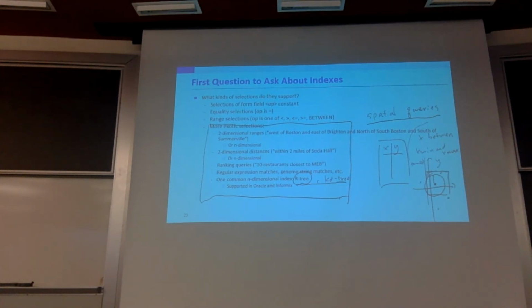Okay. So in this course, basically, we're going to focus on tree index and hash index. For tree index, it can basically support all of this. But for hash index, it's just equality search. That's the difference between tree and hash index.